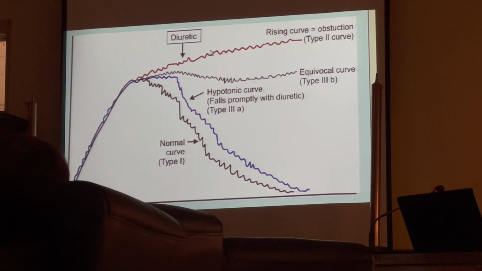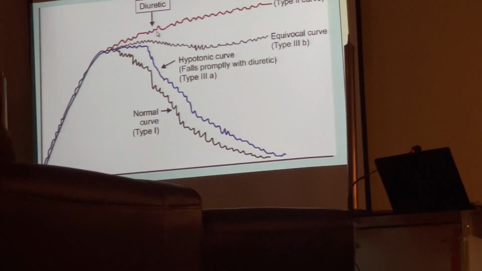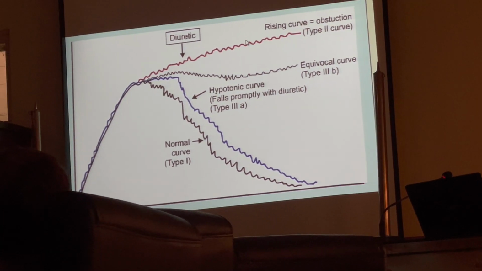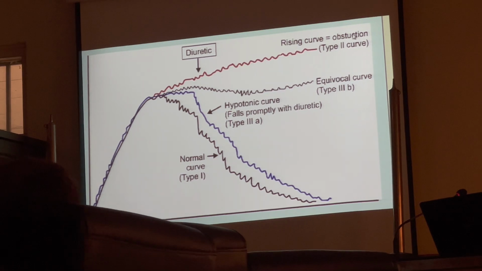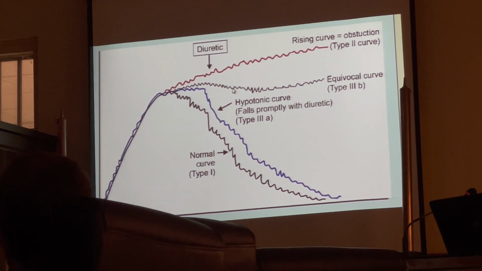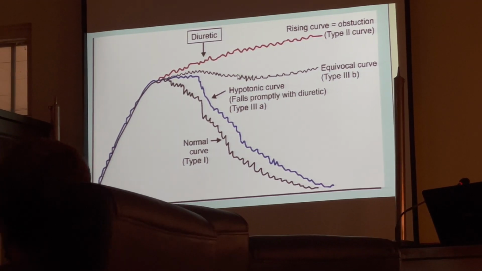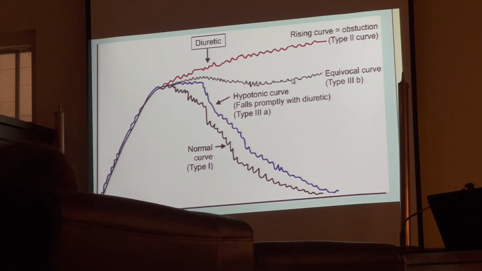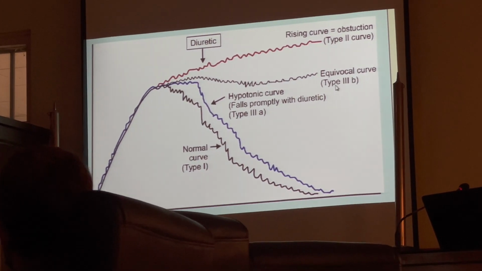The third one is the obstructed, this red one. After diuretic administration, the graph is still not coming down. So this is a rising curve. It indicates the obstruction. It is called type 3 curve. And the other one is equivocal. It comes down a bit after the diuretic administration, but again rises. So it is equivocal, non-conclusive.